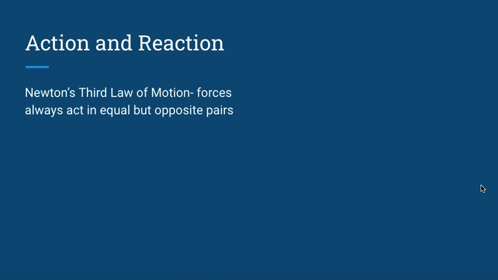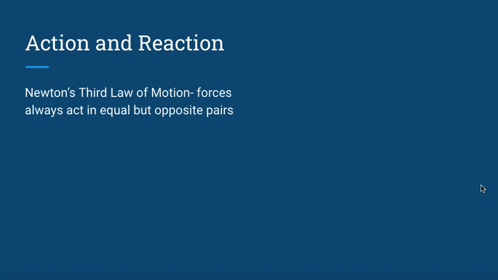Newton's third law describes something else that happens when objects exert a force on another object. Suppose you push on a wall. It may surprise you to learn that if you push on a wall, the wall pushes on you. According to Newton's third law of motion, forces always act in equal but opposite pairs. Another way of saying this is for every action there is an equal but opposite reaction. This means that when you push on a wall, the wall pushes back on you with force equal in strength to the force that you exerted.